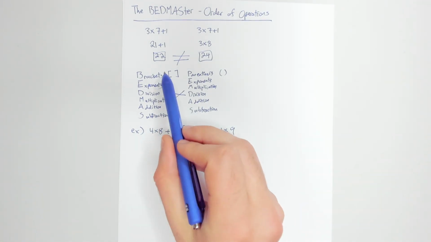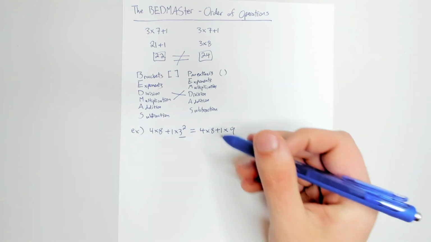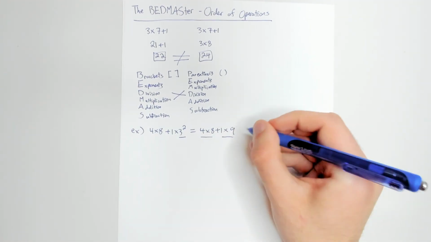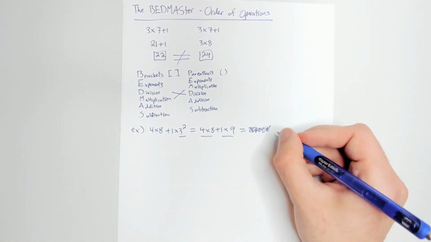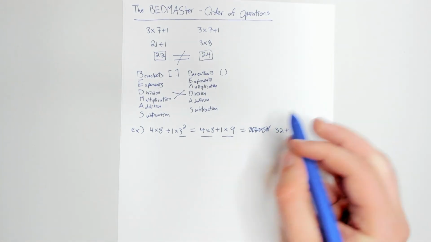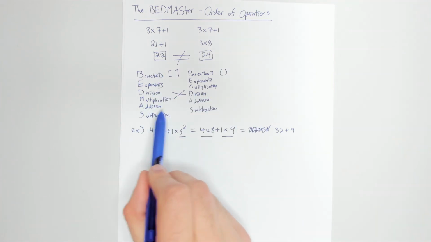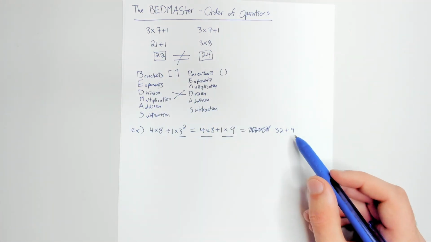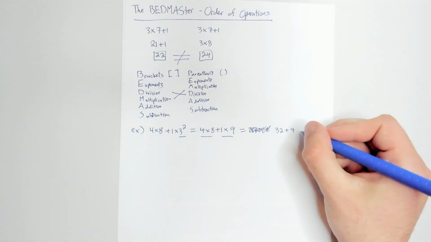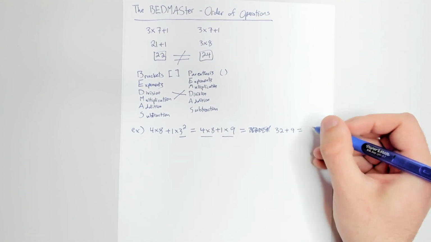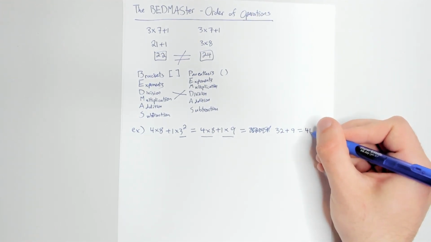All right, next up on the list, we're going to have multiplication. And we've got a couple spots that we have to do multiplication in. So we've got 4 times 8, that's 32, and 1 times 9, that is 9. And our addition kind of stays there. We haven't evaluated the addition yet. That's way towards the bottom of the list. And now that it's the only operation left, now we can actually evaluate it. So we have 32 plus 9, that is going to be 41.